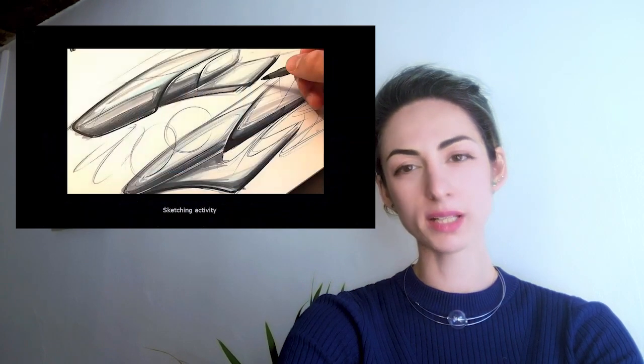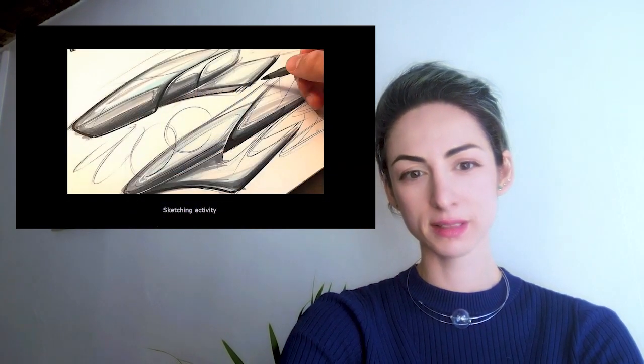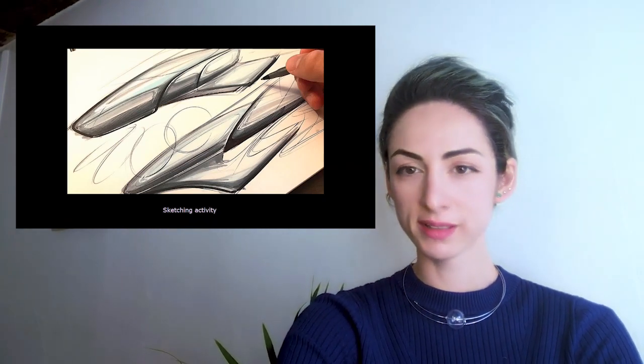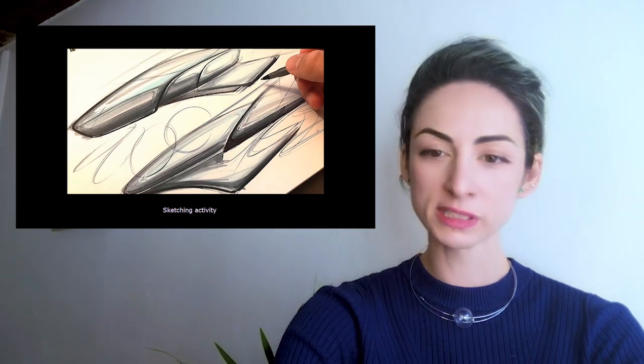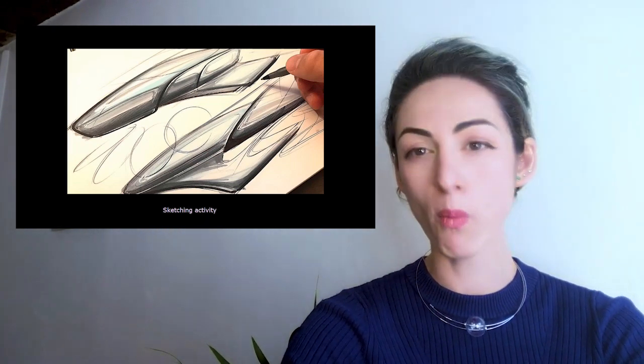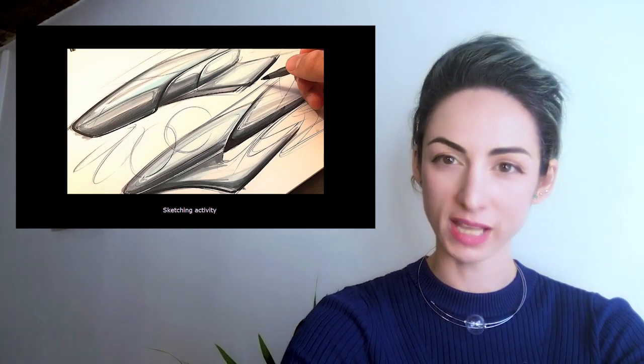Now let's check what these embodied experiences mean. For example, by sketching, we can convey volume by conventions in shading usually. So more shade usually means there's more depth.